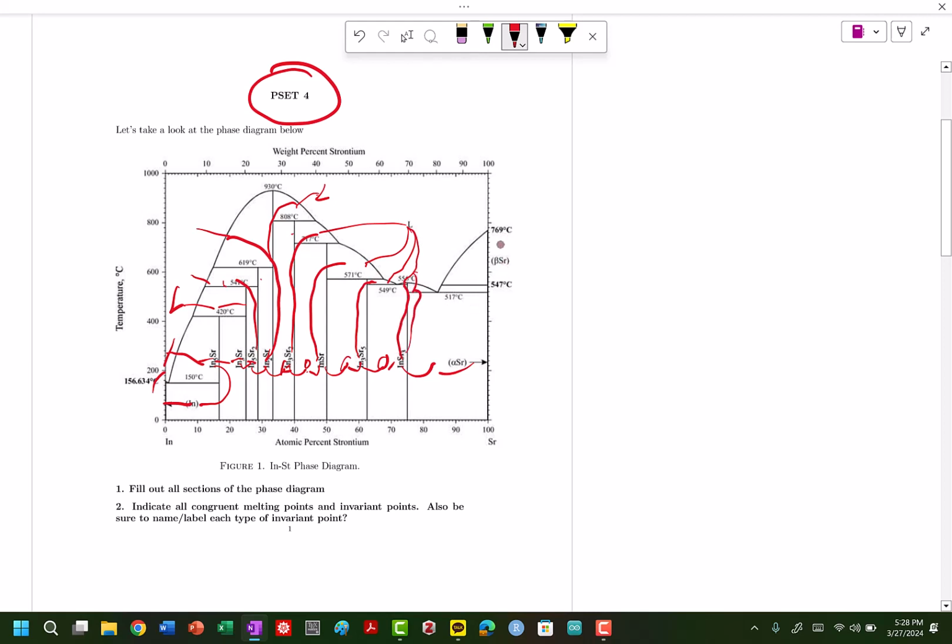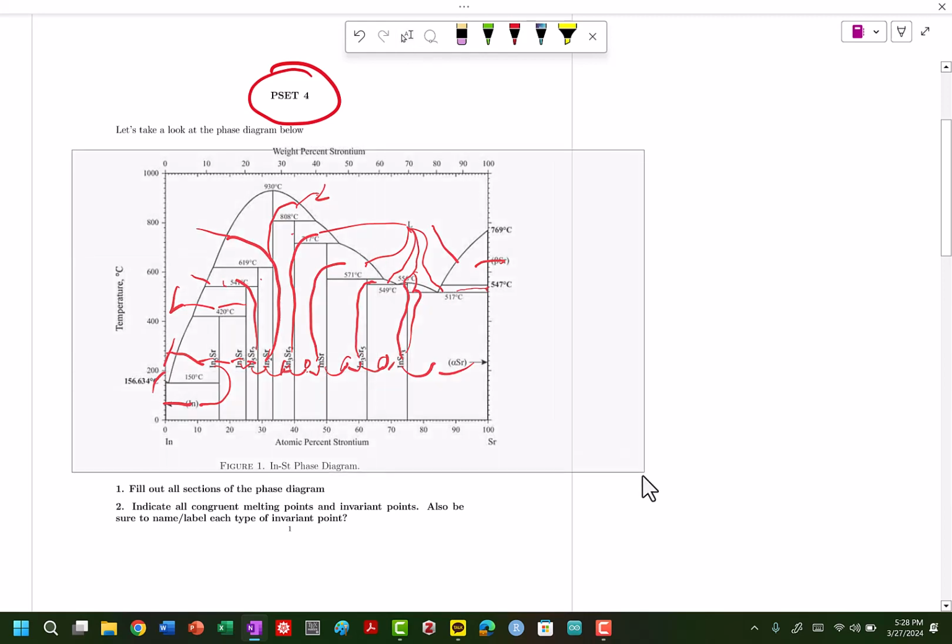And then finally, beta plus liquid. And then alpha will be here. And then it'll be alpha plus this. And then also alpha plus liquid here. So there we go. Ugh, exhausting. But we got it done.